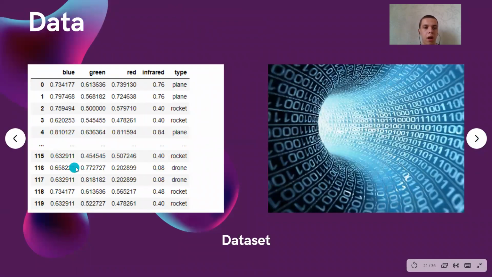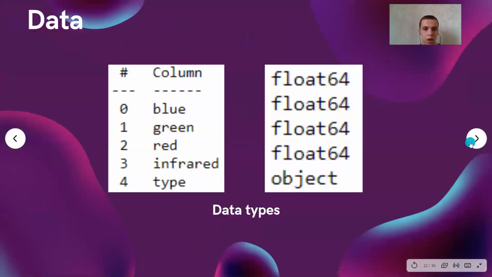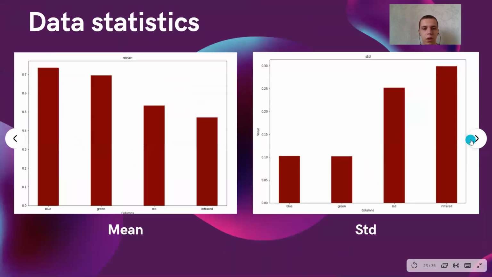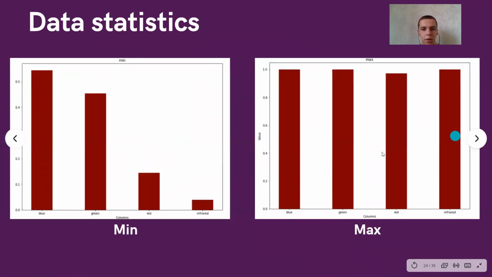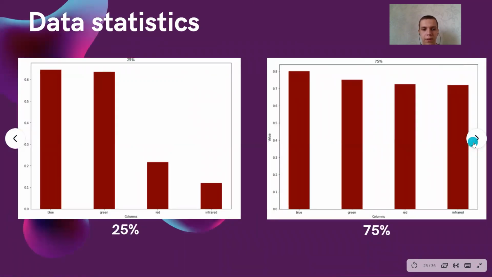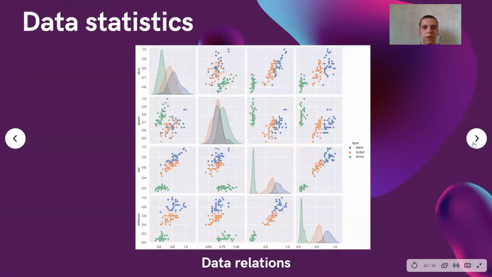So that's how our data looks. Here's our data set. Now I have the columns blue, green, red, infrared, and data types float and object. That's some data statistics. Here you can see the mean, standard deviation, minimum and maximum values of our data, and some percentiles of the data.